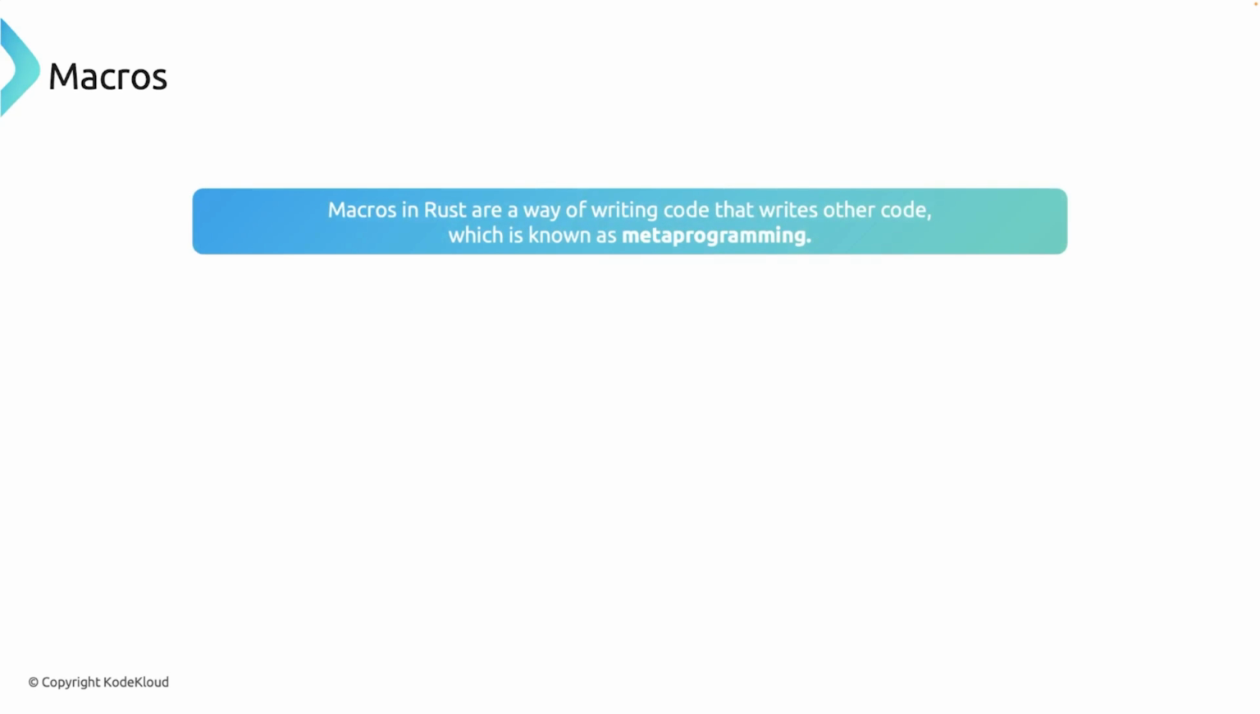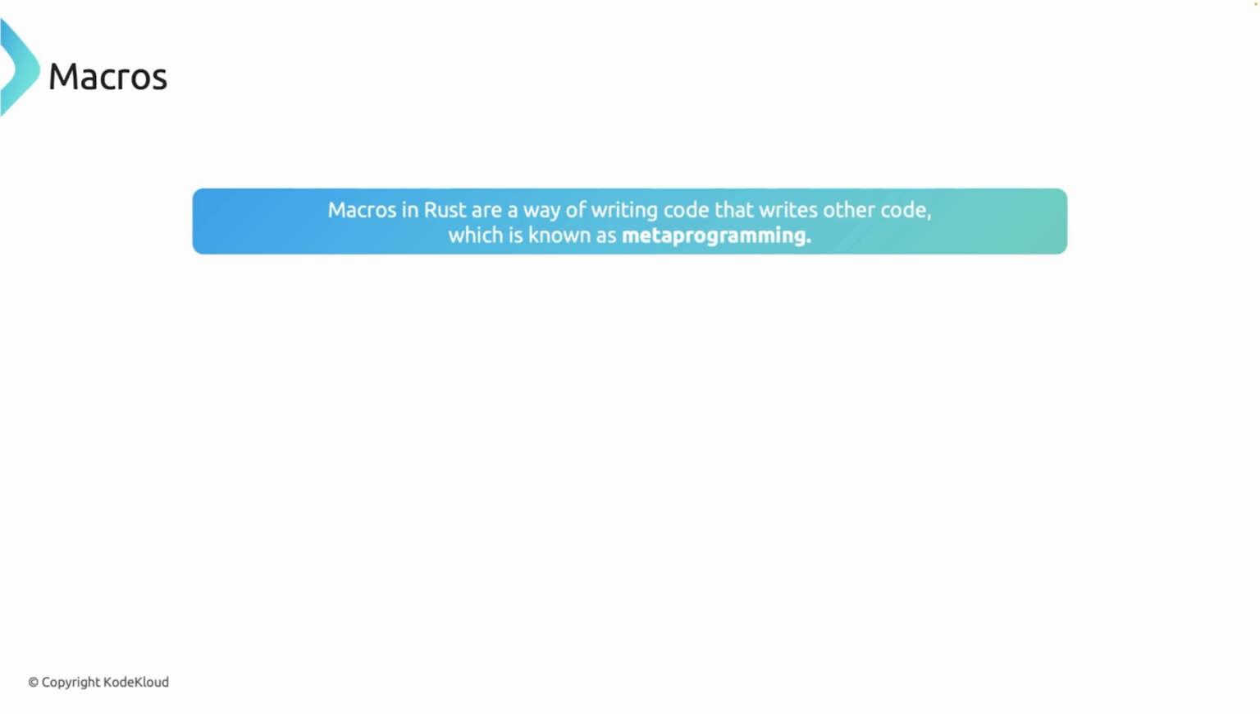Today, we're going to dive into one of Rust's most powerful features, macros. Macros help you write cleaner, more efficient code by allowing you to define patterns that can be used to generate code. Macros in Rust are a way of writing code that writes other code, which is known as metaprogramming. They are used to reduce boilerplate, implement domain-specific languages, and much more.